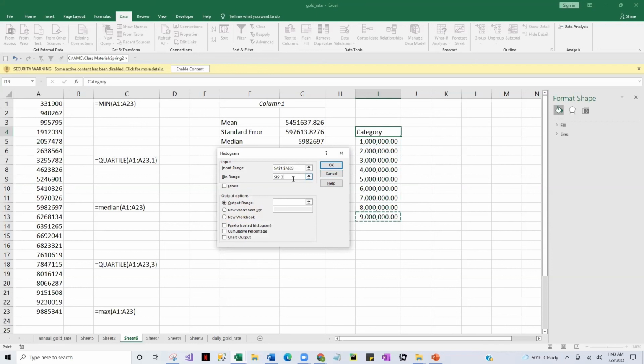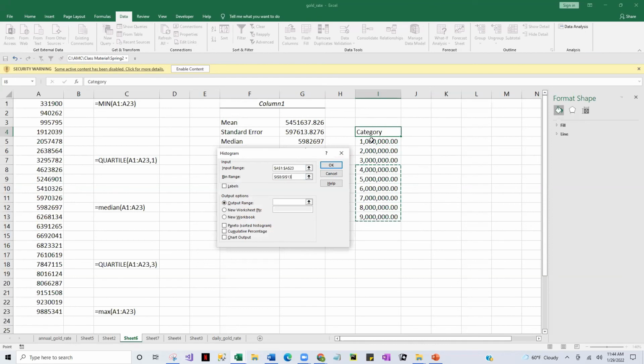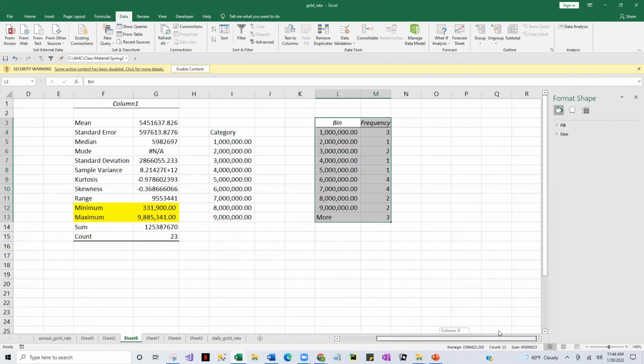Let me do it again. So the bin is going to be from C5 to C13. And my output range is going to be somewhere here. I want my output to be here. So what Excel did is it categorized my data into various categories.